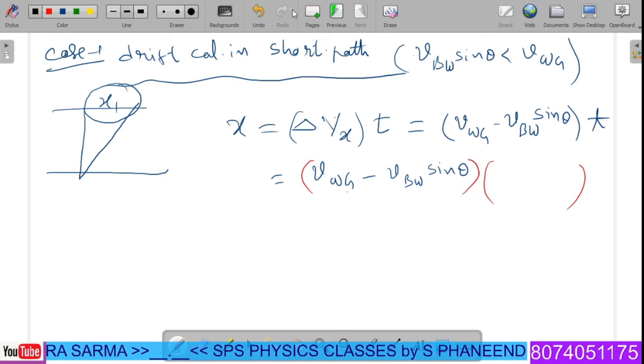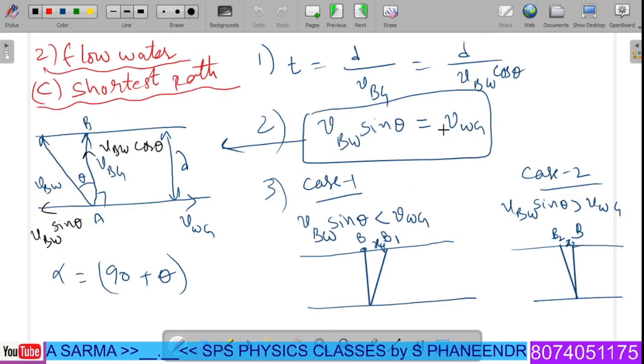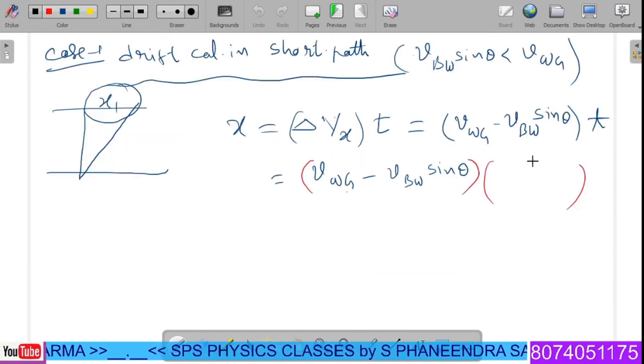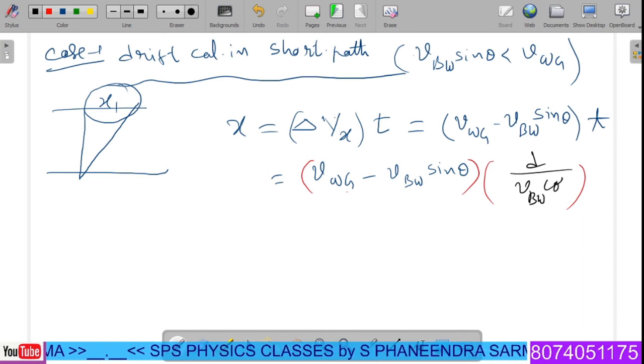Let us see the previous class. Time of journey means what we wrote down here, d by VBW cos theta. The same thing we are writing here, d by VBW cos theta. Using this formula, one can determine the drift in case of shortest path when water dominates compared to its component. Let us consider the next case. Case 2.